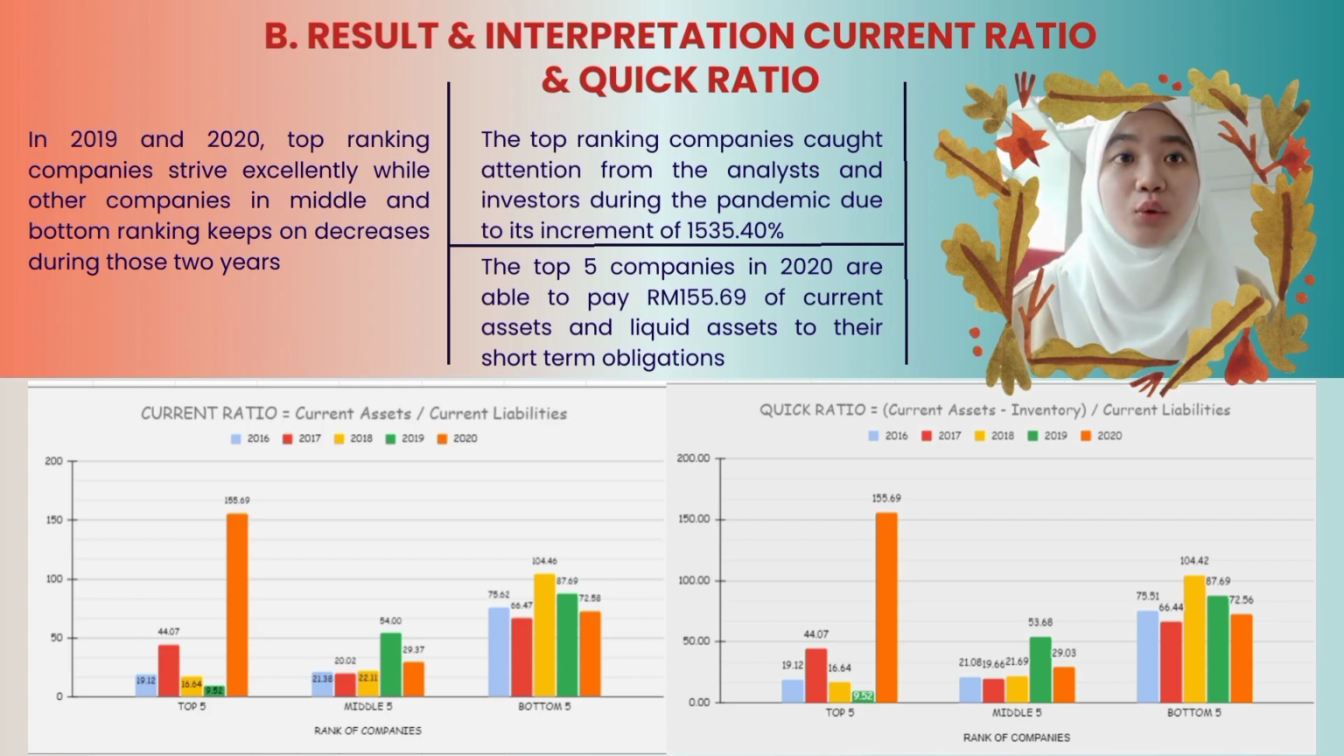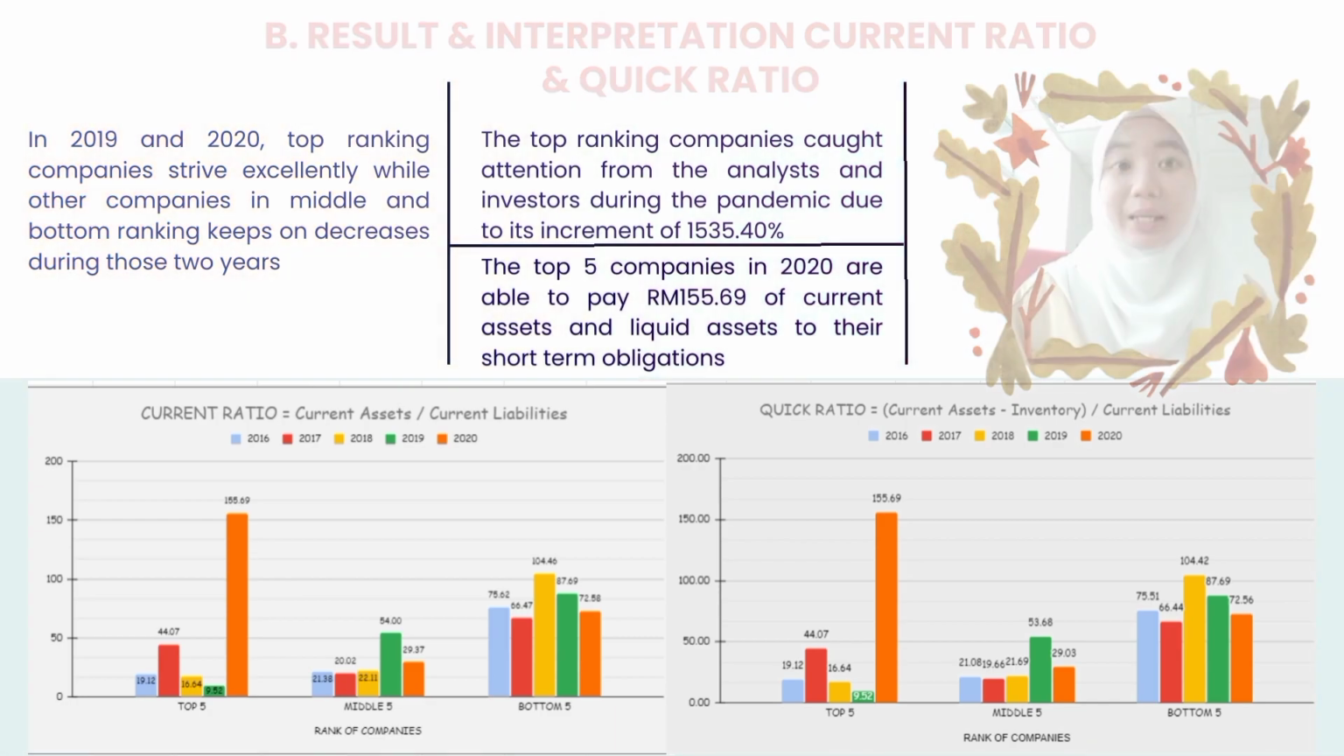1,535.40%, which equals 155.69. Since the quick ratio and current ratio have the same amount, because they have no inventory, it makes no difference. Hence, we can conclude that the top 5 companies in 2020 are able to pay 155.69 ringgit from their current assets and also their liquid assets, which is minus the inventories, for every 1 ringgit of their short-term obligations.